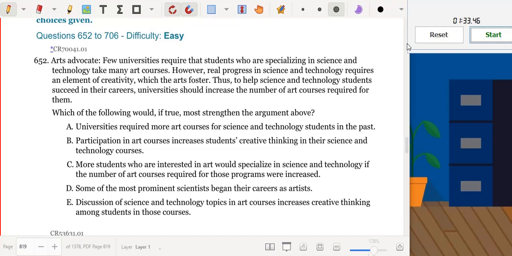Okay, sorry for that. I had some issues with my mobile phone, so I had to attend to it. So which one of the following? More students who are interested in art would specialize in science and technology if the number of art courses required for those students were increased. Some of the most prominent scientists began their careers as artists. Okay. Discussion of science and technology students.